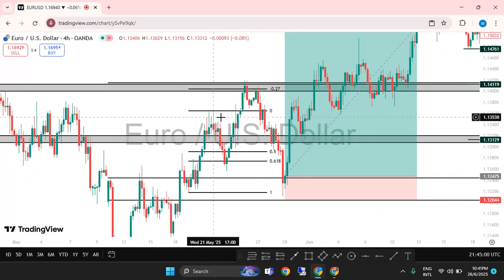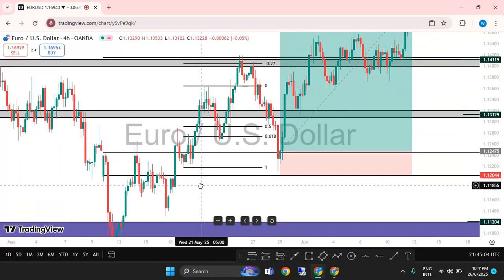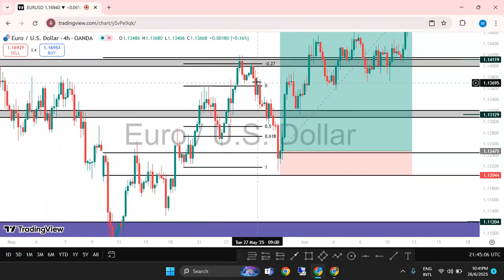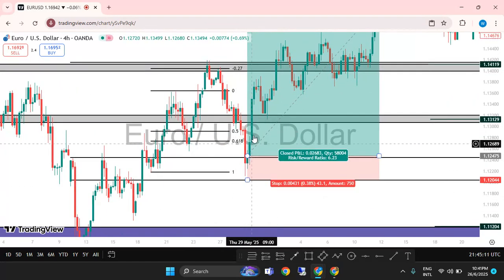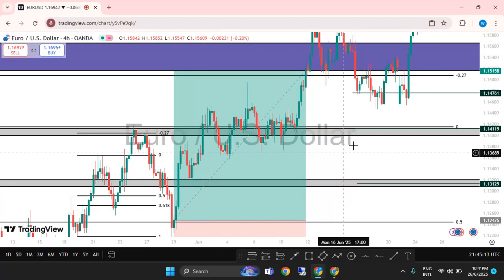So I went to the bigger picture to see what it wants to do, and I know that the market wants to eventually go to the downside. You can see the market just tapped into the zone of the daily time frame, with candlestick confirmation on the 4-hour, and it went to the upside.